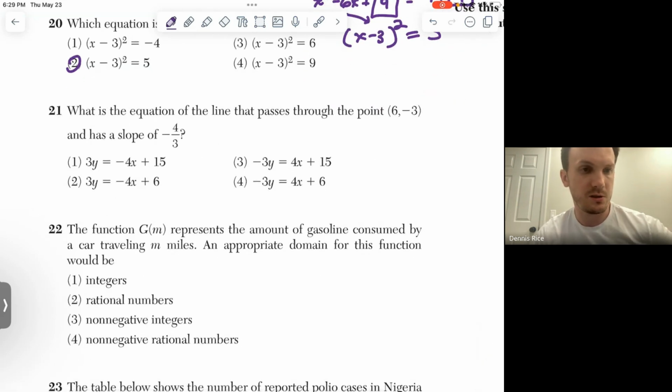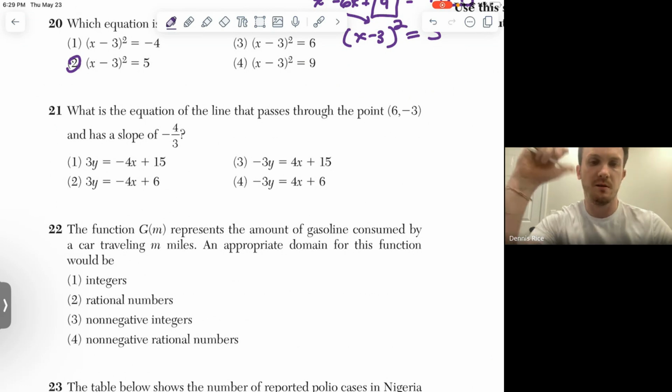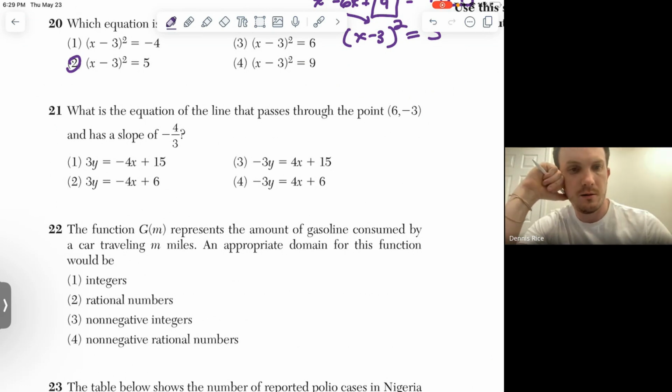21, what is the equation of the line that passes through 6, negative 3, and has a slope of negative 4/3? Oh, this is annoying. There's a slight annoying thing about this. All 4 choices have the same slope. So the slope doesn't help us out at all. It's really just which one passes through 6, negative 3.